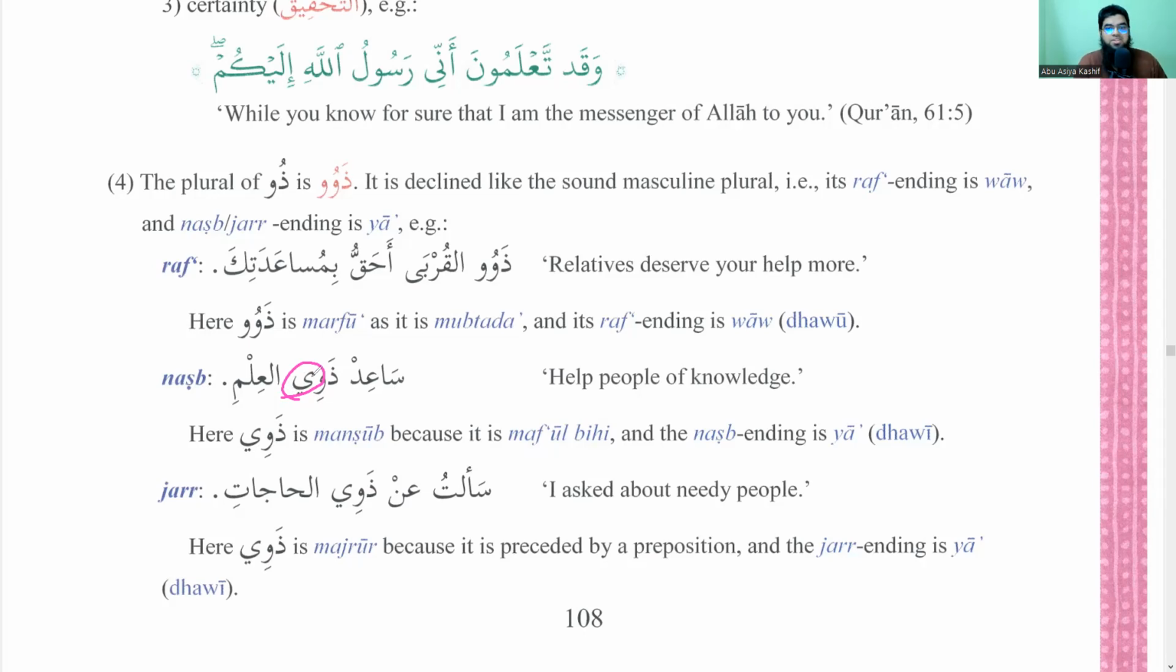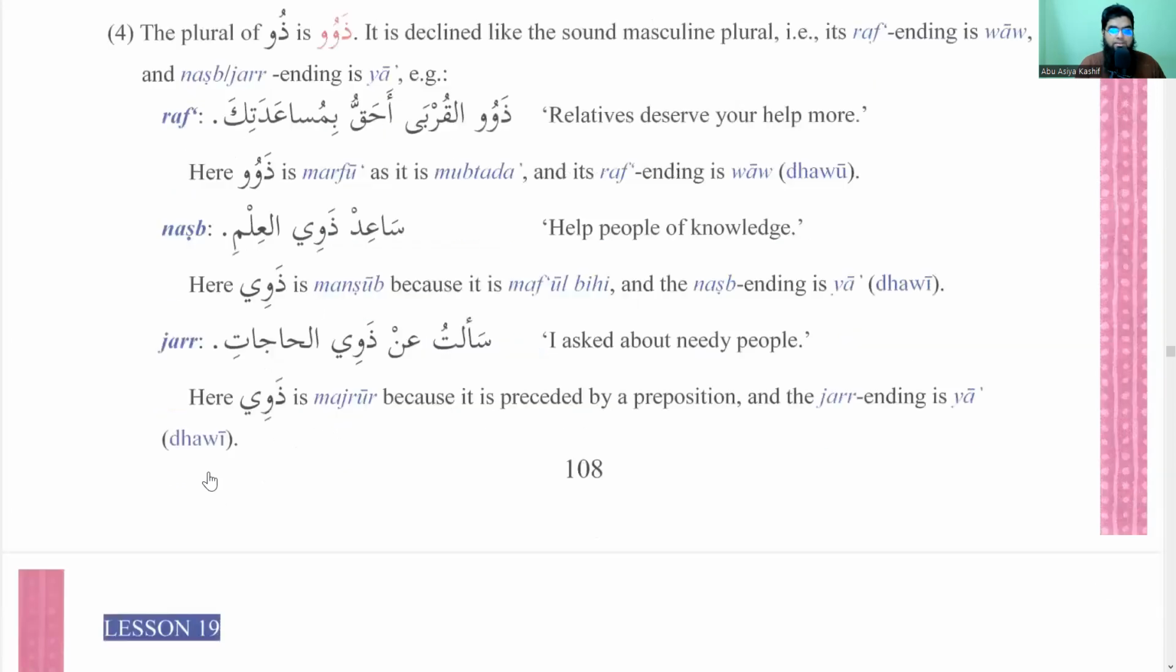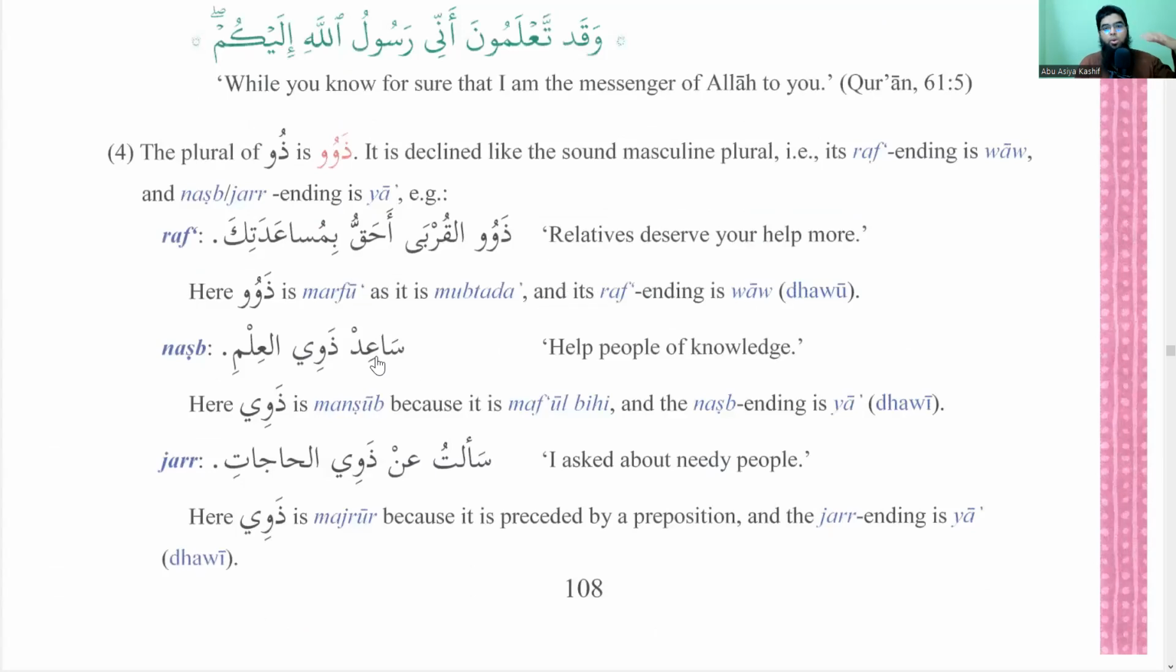So how do you know it's mansub? What's the sign of being mansub? It is maf'ulun bihi, and mansub is dhavi. And why is it dhavi? We say because li'annahu min al-asma'il khamsa, because it's from the 5 nouns. If you remember lesson number 1, we learned all these things. Sa'altu an dhawil hajati. I asked about the needy people. So dhabi is also majrur here. Why is it majrur? Because it has a ya. Sa'altu an dhabil hajati. Okay. This is all about dhu. So dhu, you make it plural, dhavu, and then if you want to change the case, it becomes dhavi.